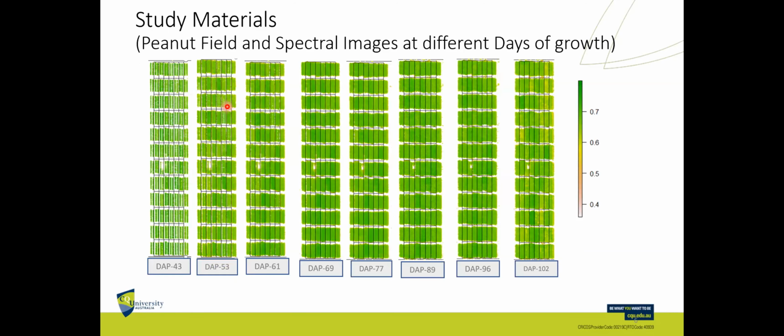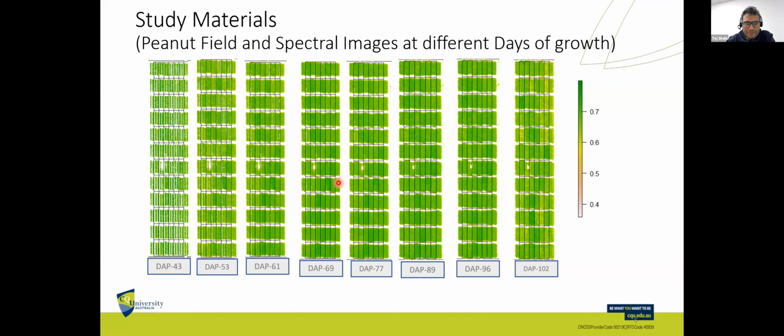For this disease detection, we are not only trying to identify healthy and diseased plants, but we are also experimenting with how early we can identify disease. So we are capturing images at different days after plantation: 43 days after planting the peanut we capture one image, then after one week another image, another week another image, and similarly until the peanut harvesting.